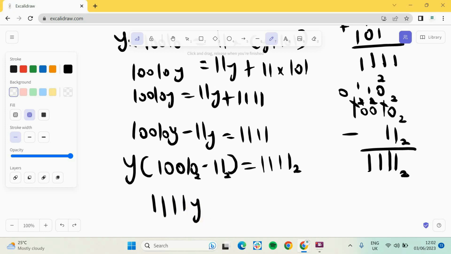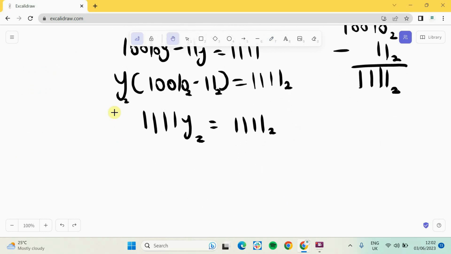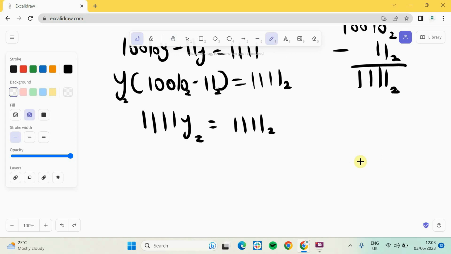1111y, right, in base 2 is equal to 1111 in base 2. Can you see? So I have the same thing. So this is like saying 1111 times y is equal to 1111. So what can I do basically? What do you think I can do? So if I have, for example, 5x is equal to 25, right? And I want to find x, I can divide both sides by 5, right? So 5 will cancel 5, 5 here 1, 5 here 5, so x is 5. So it's the same thing I'm going to do here.